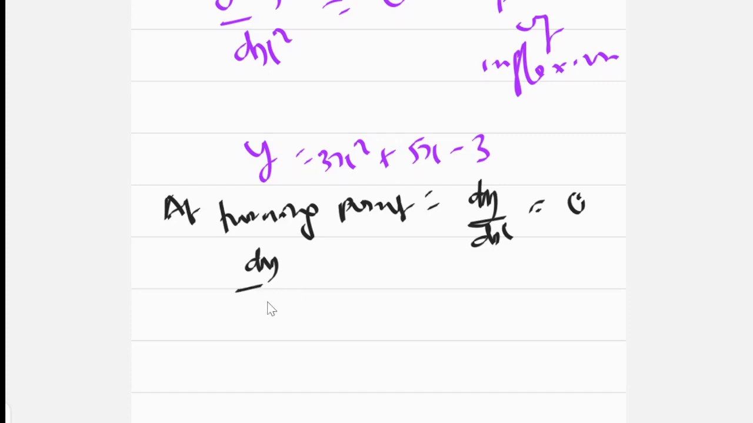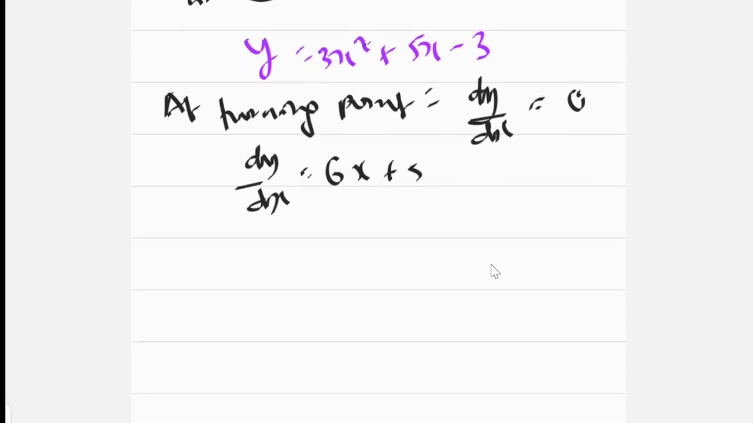So then my dy/dx, you differentiate like I've explained the other time. 2 times 3 is 6, x to the power 2 minus 1 is 1, right? Then plus the derivative of this will give me 5. In general, the derivative of ax is a, where a is a constant. And the derivative of a constant is 0. I hope you understand now. So that gives me 6x + 5.